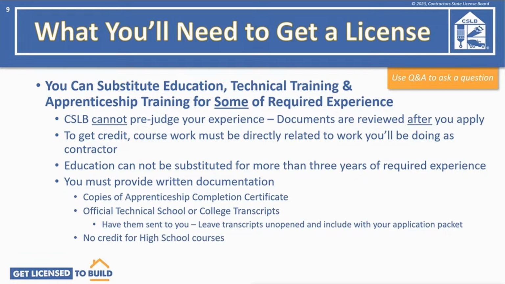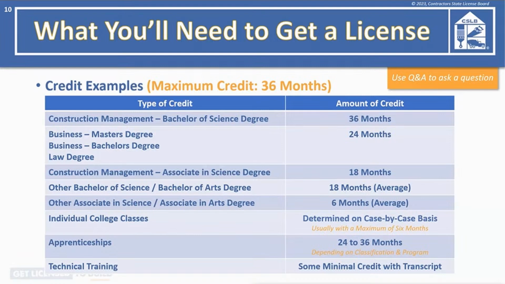To apply for education credit, you must provide CSLB with written documentation. That means a copy of any apprenticeship completion certificates you earned, or official technical school or college transcripts. Have your transcripts mailed to you. Do not open the envelope. Leave it sealed and include it with your CSLB application package. Note that high school courses will not earn you any credit towards your contractor's license. If you're looking to get education credit to meet the 4 years or 48 months of experience, you'll need to get your transcripts first.